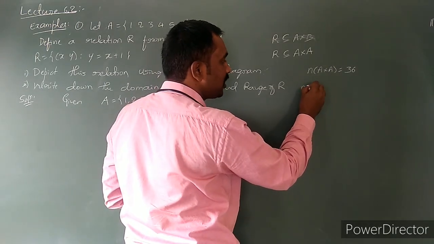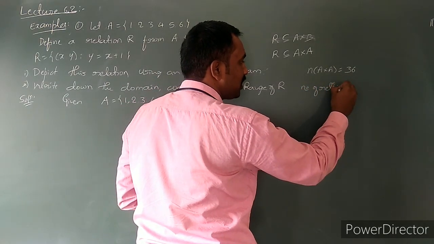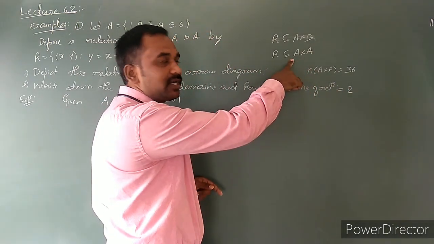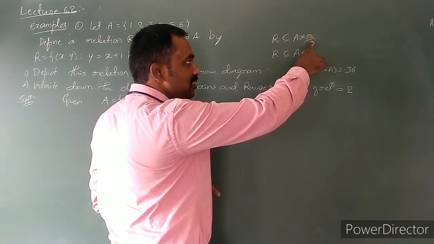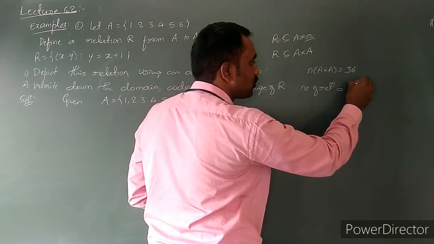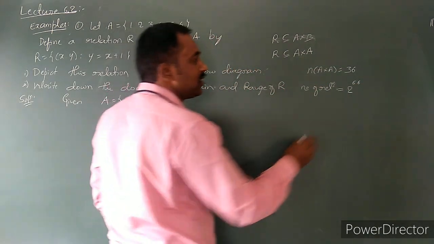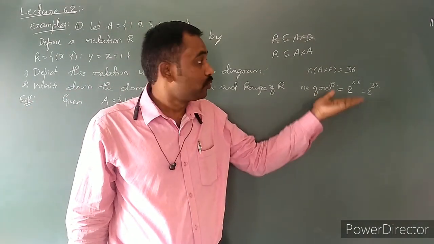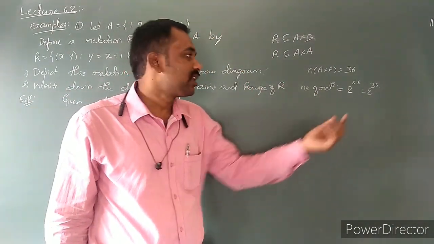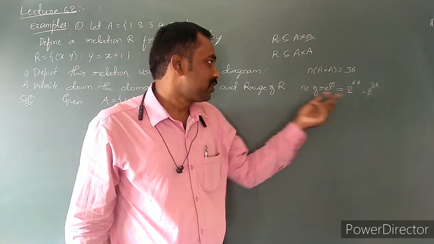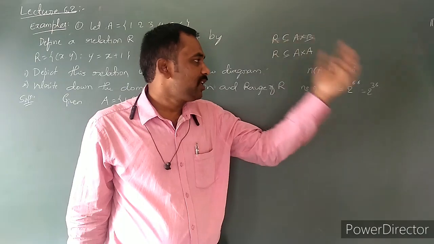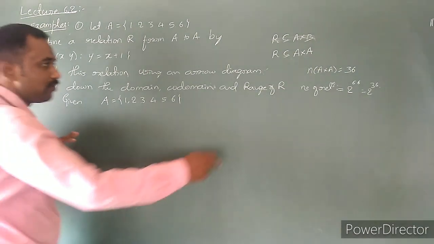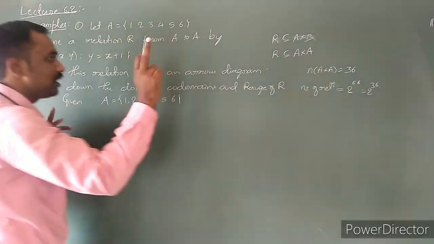Number of relations. How many relations can we write? What is the number of relations formula? 2 power mn. M is nothing but the number of elements in set A. N is nothing but the number of elements in set B. That means 2 power 6 into 6. Both are the same set, that means 2 power 36. See how many relations we can write. 2 power 36, a very large number. Is that clear? So there are so many relations we can write. Out of those 2 power 36 relations, one relation is given.